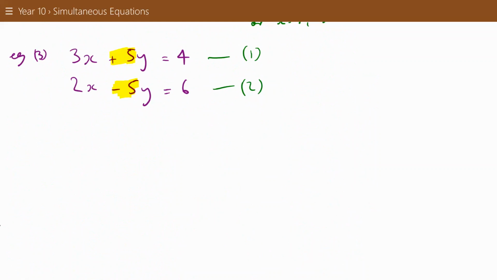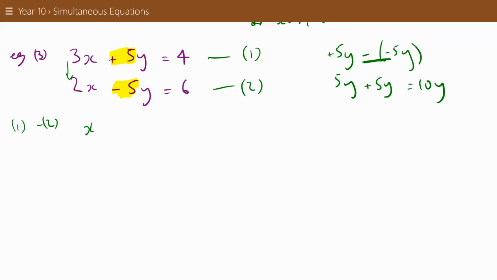Don't write this, but imagine if you said, alright, 1 minus 2, 3x minus 2x is 1x, or just x going down there. What is plus 5y minus minus 5y? What is minus and minus? It's a plus. So that is actually 10y. So plus 10y equals, sorry, 4 minus 6 is minus 2. You've subtracted the equations, but it hasn't worked. You haven't been able to eliminate.